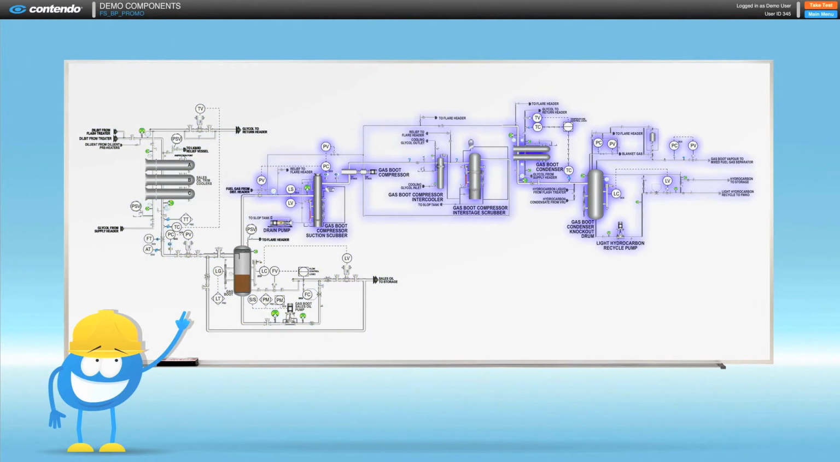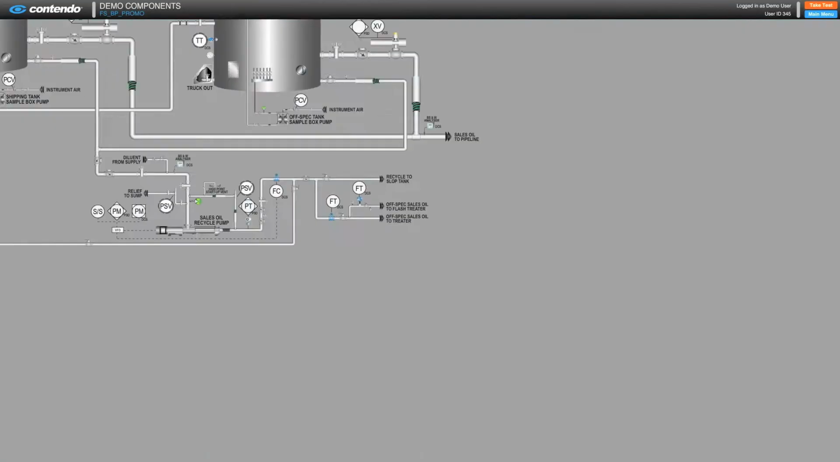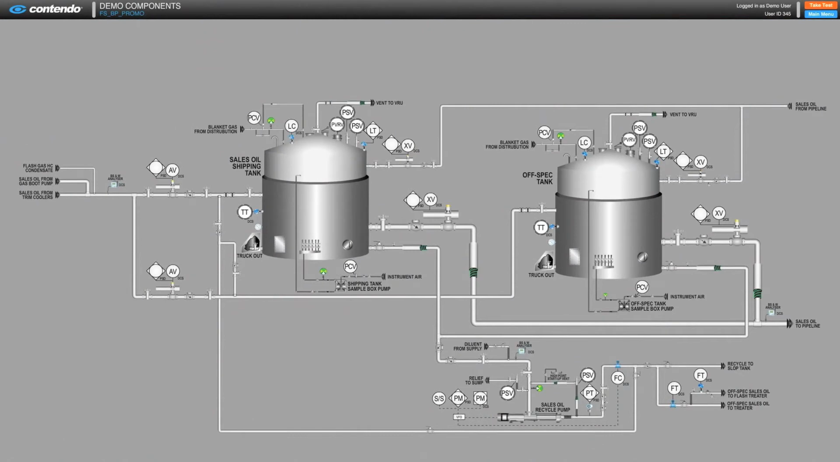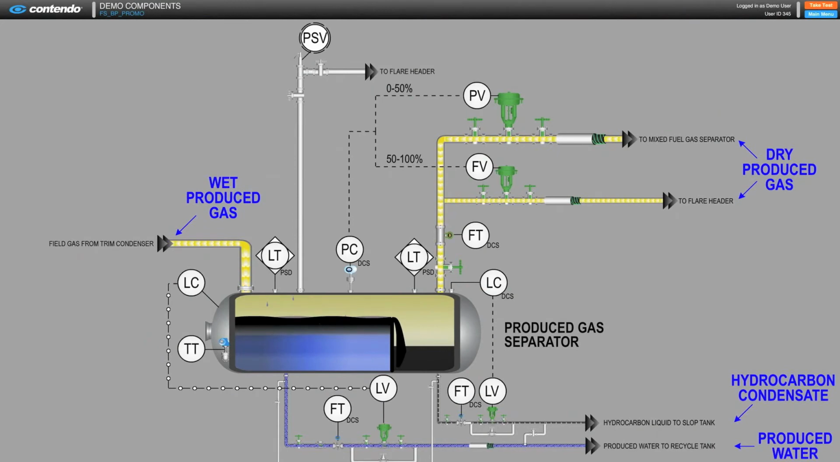The separated hydrocarbon vapors are processed through the gas handling section of the stabilization system to produce fuel gas and hydrocarbon condensate. The sales oil is then stored until it can be transferred to the sales pipeline. We also follow the separation and recovery of produced gas from the produced gas separator, as it is processed for use as fuel gas in steam generation. Oily produced water and hydrocarbon liquids are removed and directed to their respective process trains.